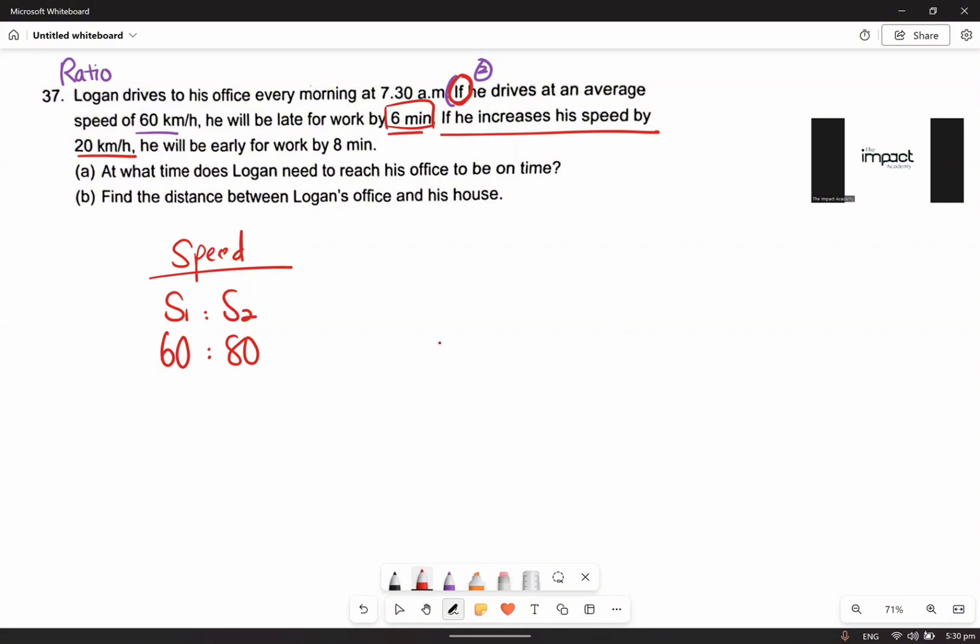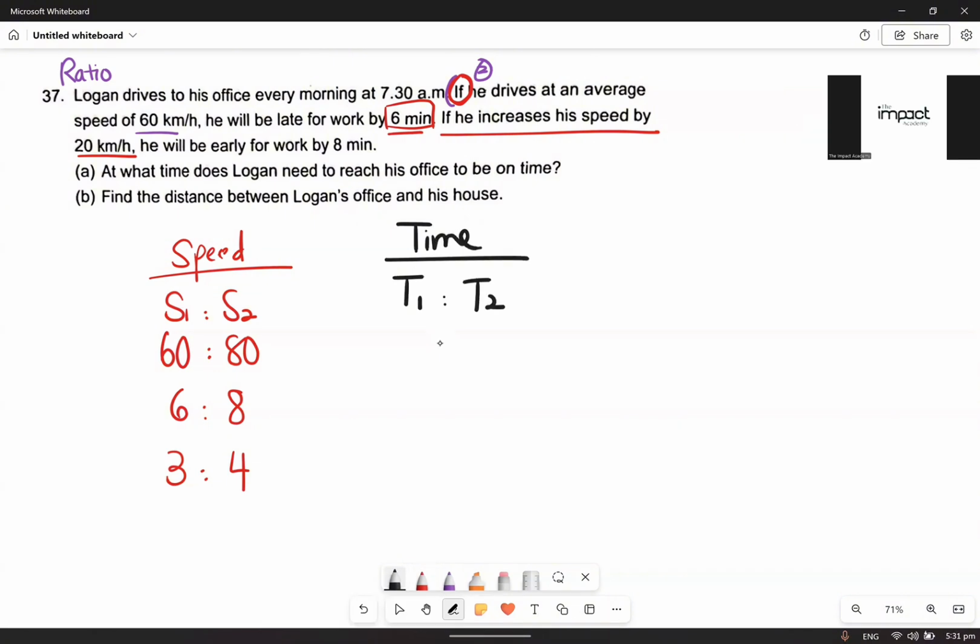All right, so we're going to use ratio because we don't have enough information. We get 6 is to 8, and of course, we reduce that to 3 is to 4. Make sense? That is for speed. Then for the other one, it's basically time. For my time, T1 is to T2.